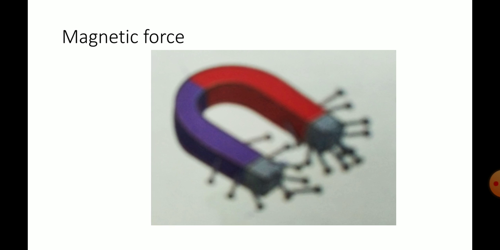The next kind of force is magnetic force. If we take a magnet close to iron nails, what happens? We can see that the iron nails jump and cling to the magnet. A magnet has a property by which it attracts certain materials. For example, it attracts iron and nickel towards itself. So, the force by which a magnet attracts magnetic materials such as iron and nickel towards itself is called magnetic force.